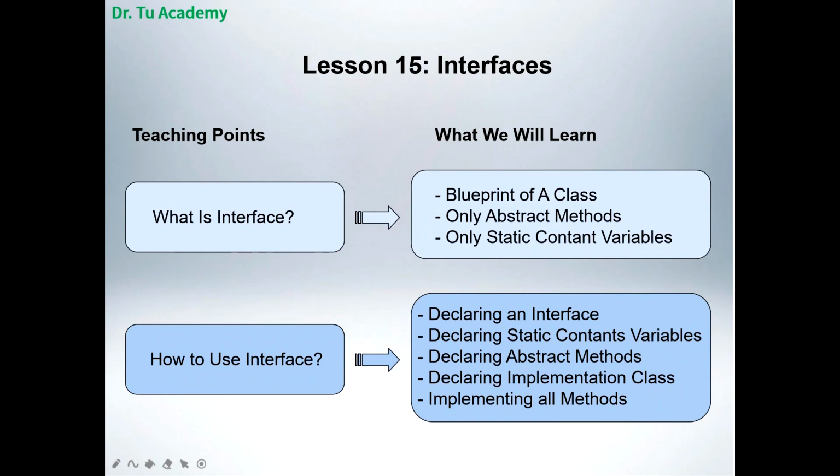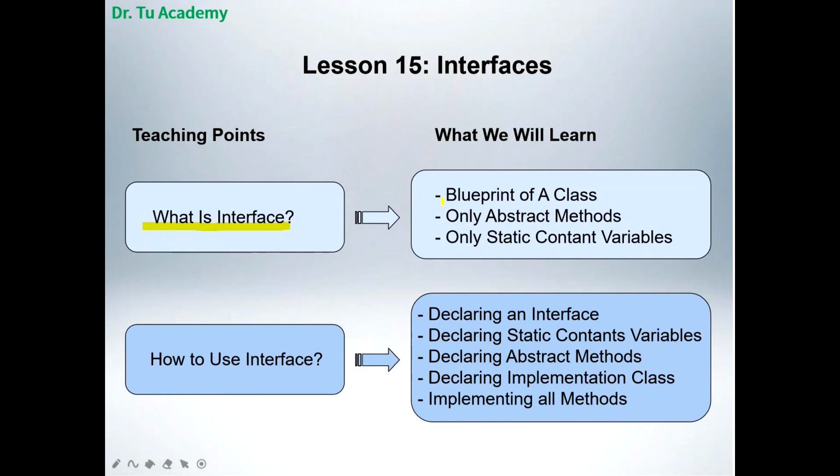There are four most important concepts in object-oriented programming: inheritance, polymorphism, encapsulation, and abstraction. There are two ways to achieve abstraction. The first is abstract classes, which we learned in our last lesson, and in this lesson we are going to learn interface. So what is interface?